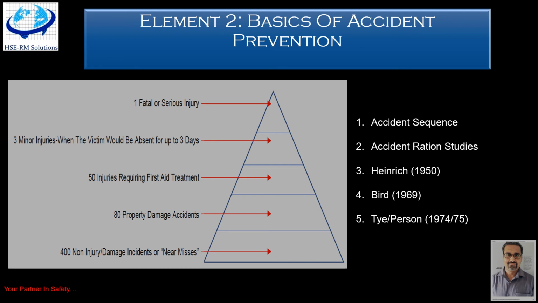They said that there were 400 non-injury or damage incidents or near misses, 80 property damage incidents, 50 injuries requiring first aid treatment, 3 minor injuries where the victim would be absent for up to 3 days, and 1 fatal or serious injury can happen. So out of 1 lakh accidents, this was derived.